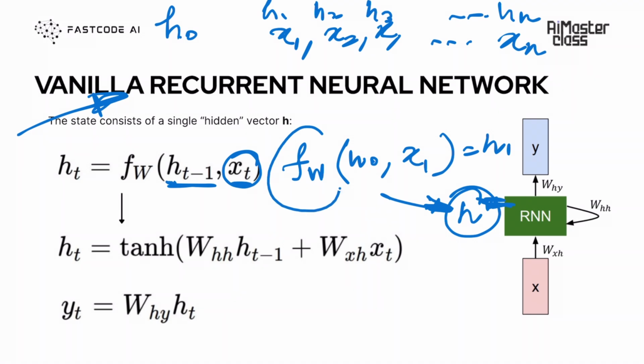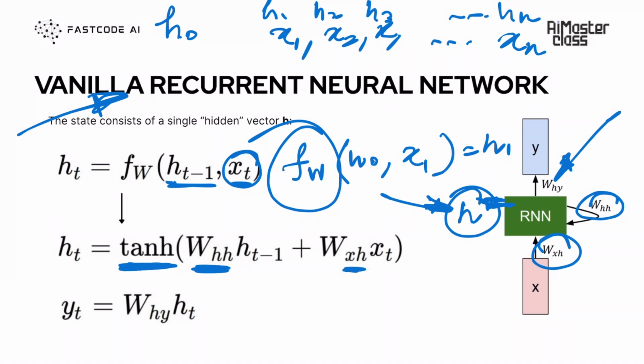And this f of w actually happens to be this function tanh, and tanh over what? Tanh over these two linear mappings of these two weight matrices, right? So you have a weight matrix here and a weight matrix here. This one we will come to in a bit. So what are these two weight matrices? There is this weight matrix that goes from hidden to hidden, and then there is this weight matrix that goes from x to hidden, right?